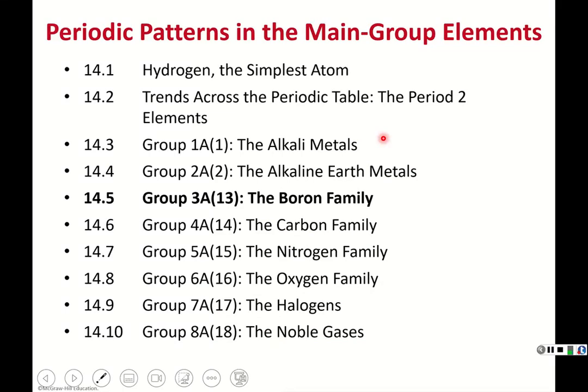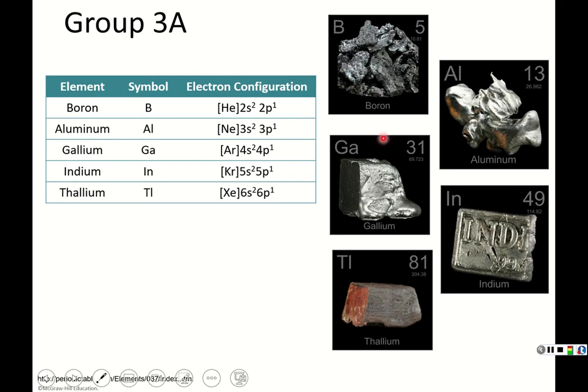Okay, so starting with the boron family, group 13 or 3A, here are the elements: boron, aluminum, gallium, indium, and thallium. Okay, and their electron configurations, right? What you'll note about that is they all have s2p1 configurations, just different in different principal quantum numbers.